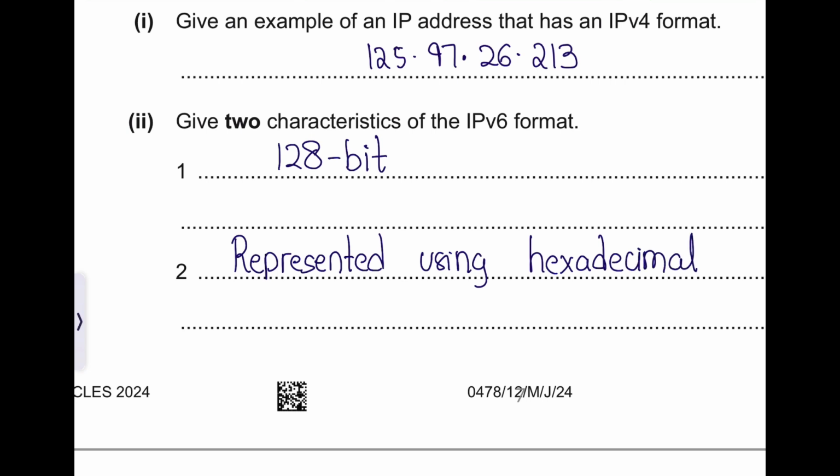So what does an IPv6 address look like? You'll have 8 groups, each consisting of 4 hexadecimal digits. When you say 4 hexadecimal digits, that means 16 bits per group, and 16 times 8 would be 128. So that would be the IPv6 format. It's represented using hexadecimal, it's 128 bits, and those 8 groups are separated by colons.